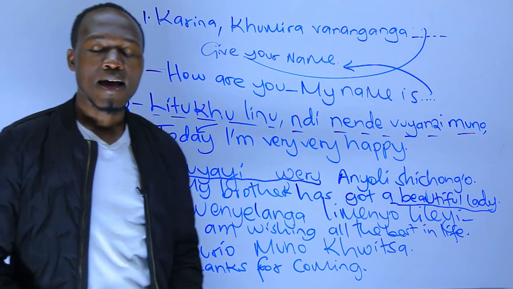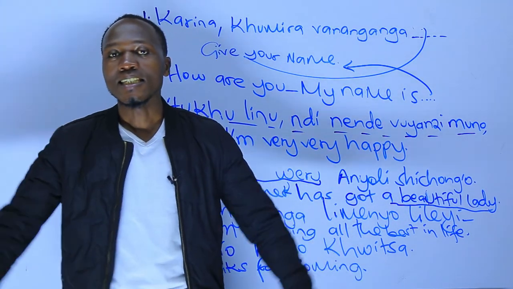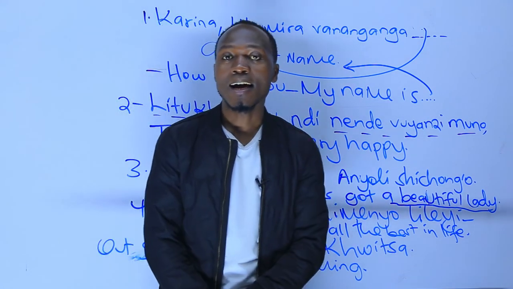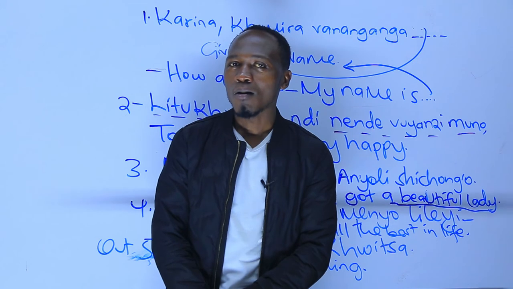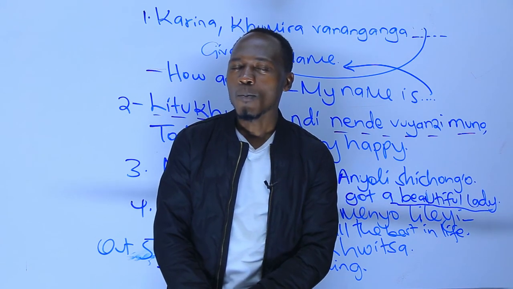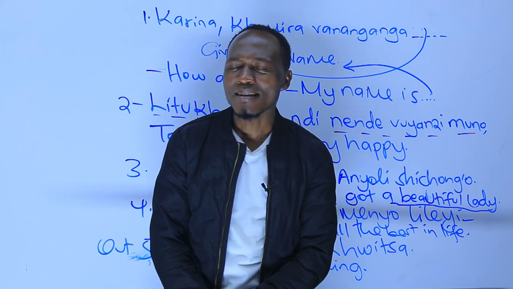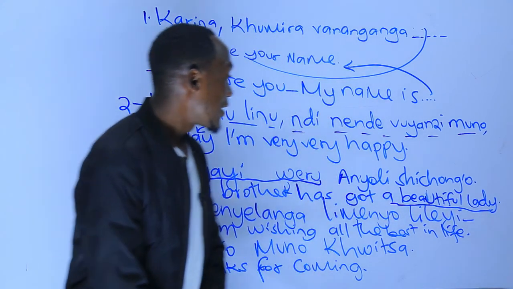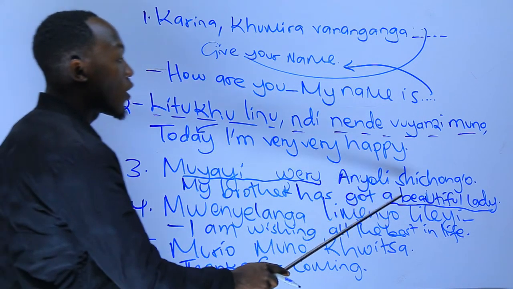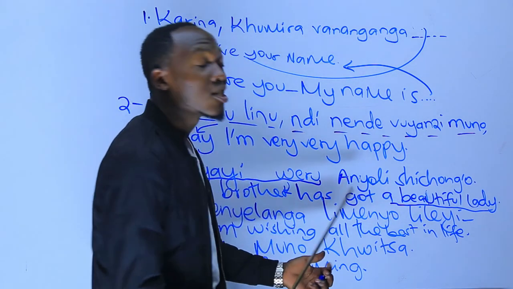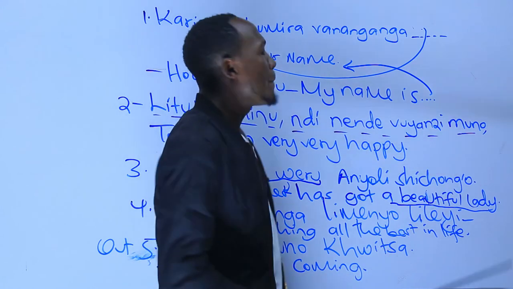If you meet a Luhya girl or a Luhya lady, a Luhya woman on the street and you tell her, hey, ole shichongo, you'll be meaning you are so beautiful. You're a beautiful lady. Ole shichongo. Shichongo means a beautiful lady.